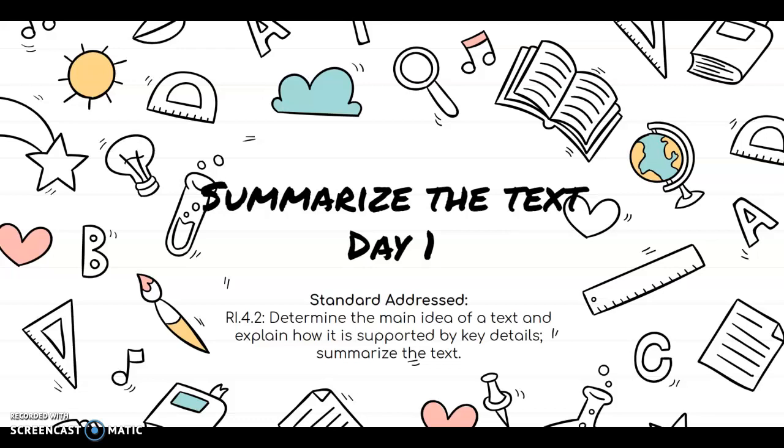Today in reading, we are talking about summarizing the text, and this is day 1. And the standard that we are going to talk about is RI 4.2, which says determine the main idea of a text and explain how it is supported by key details. This is the same thing we did last week. But this week we are also going to work on summarizing the text.